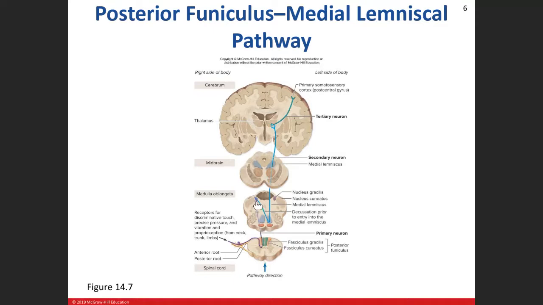So it's going to synapse on the secondary neuron in the nucleus cuneatus here, and then that secondary neuron is going to decussate and cross over here in the medulla, and then it's going to travel up into the medial lemniscus, all the way up through the brainstem, all the way up here to the thalamus. Then that will synapse onto the tertiary neuron in the thalamus. And that tertiary neuron will then go up to the somatosensory cortex there in the parietal lobe.